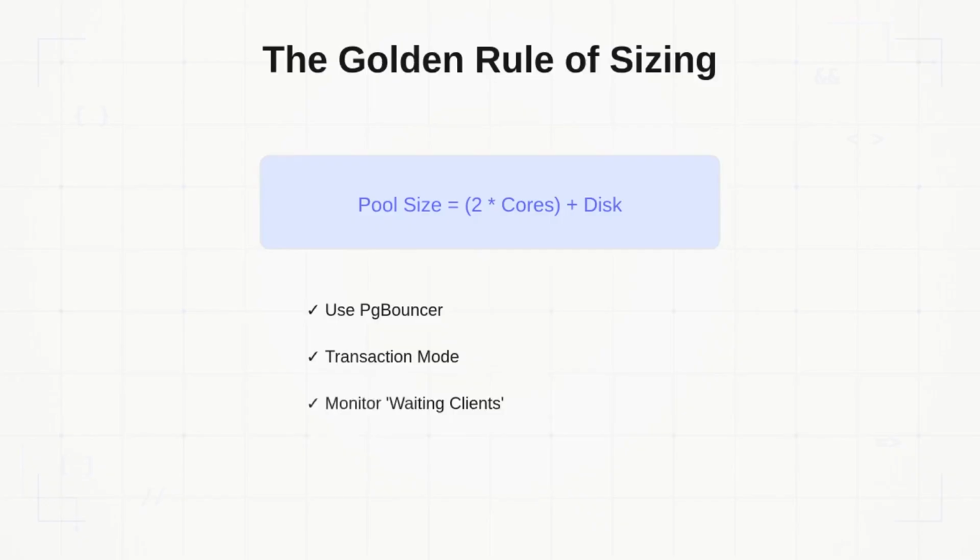Finally, monitor your waiting clients metric in PgBouncer. If clients are waiting, it means your pool is too small. If your CPU is pegged but the pool is full, your queries are too slow. By moving the connection management logic out of the database and into a dedicated proxy, you transform Postgres from a fragile bottleneck into a resilient, high-performance engine.